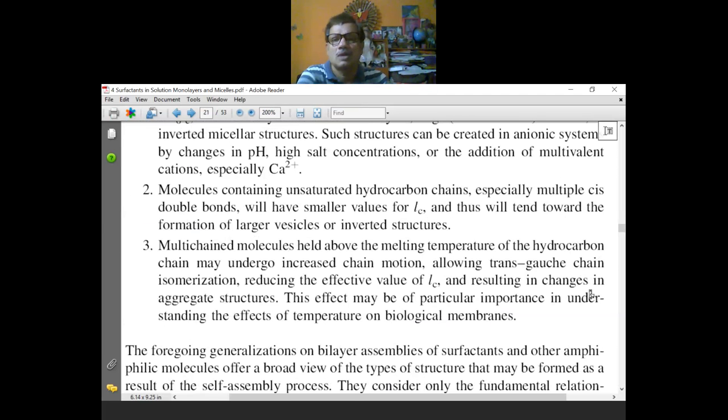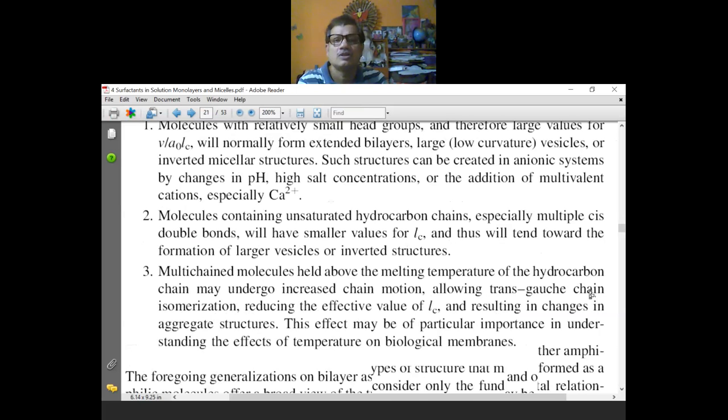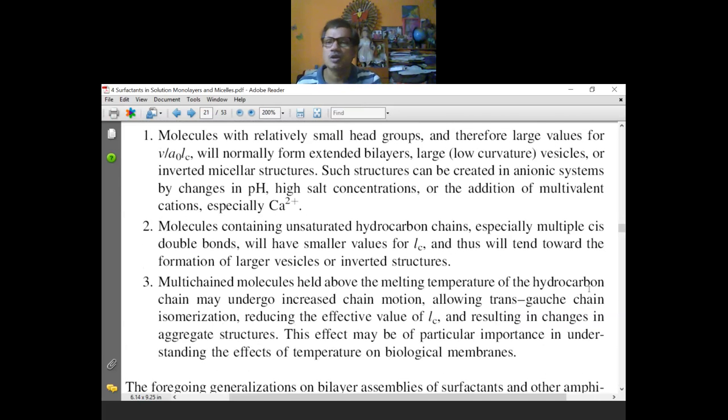Whatever I have told you is summarized over here. A smaller head group with a large value of V by A0 LC will form an extended bilayer, and so forth. Sometimes I also discussed on the last day that if you add calcium ion, you can form a pseudo double-tailed entity, like calcium would be here and two hydrocarbon chains can be connected together. Now, how can I determine the volume of the hydrocarbon content?